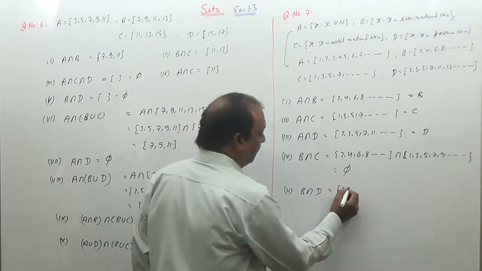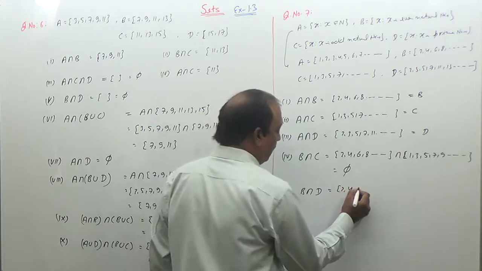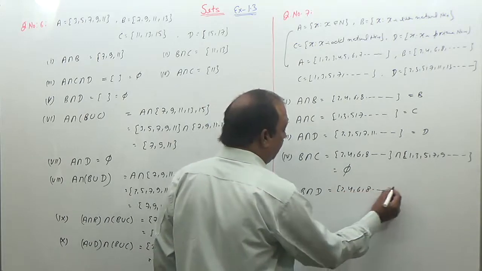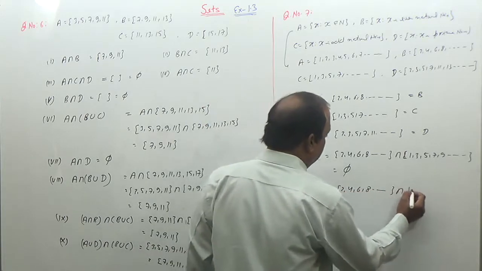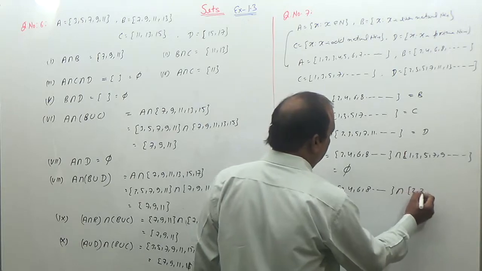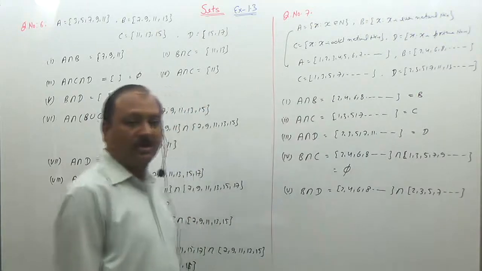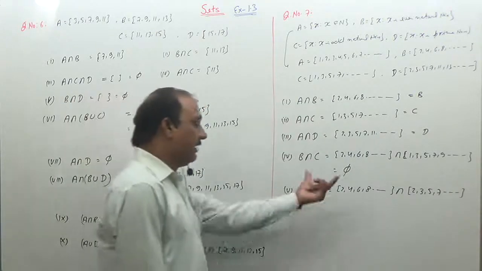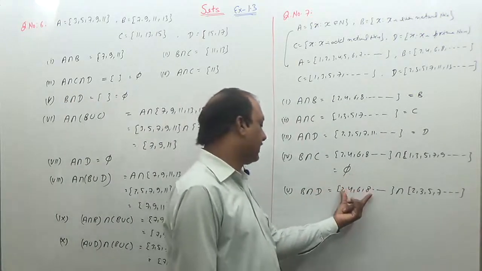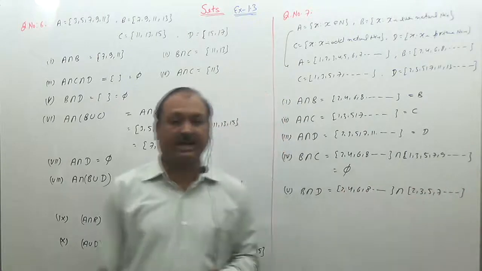B is the set of even natural numbers 2, 4, 6, 8 and so on. And D is the set of prime numbers 2, 3, 5, 7 and so on. So we want to search for an element which belongs to set B as well as set D.